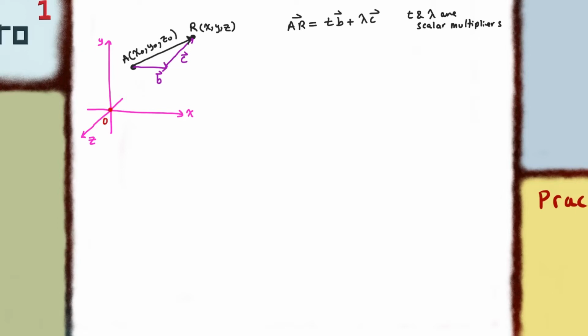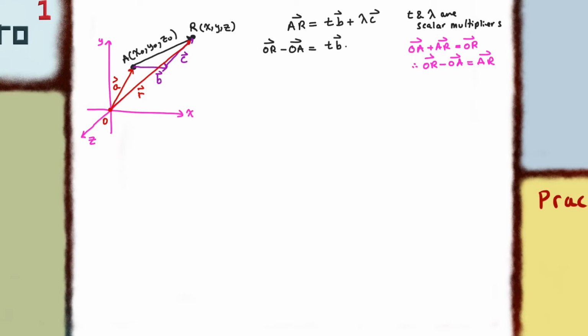Now let's simplify these by representing everything using position vectors. So we're going to add position vectors A and R, which originate at the origin and terminate at points A and R. And based on this, vector OR is going to equal vector OA plus vector AR. And if we rearrange this, we will get that vector AR is equal to vector OR minus OA.